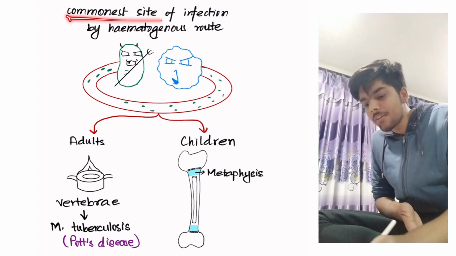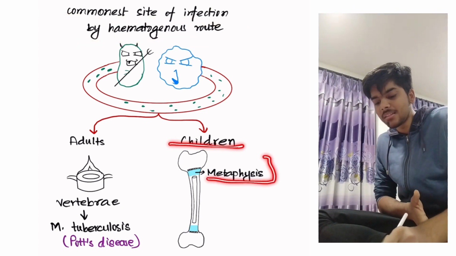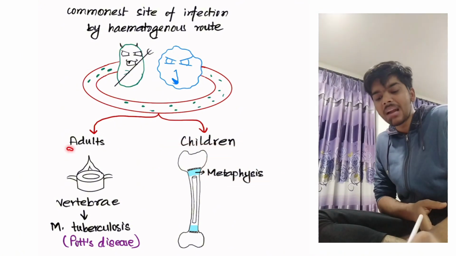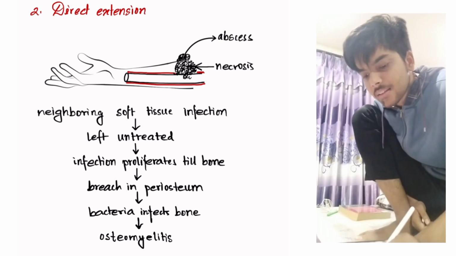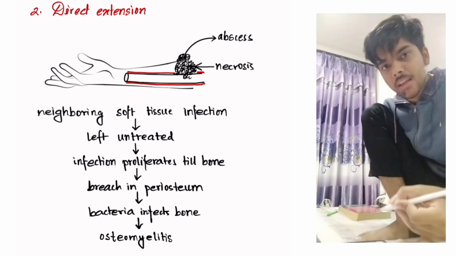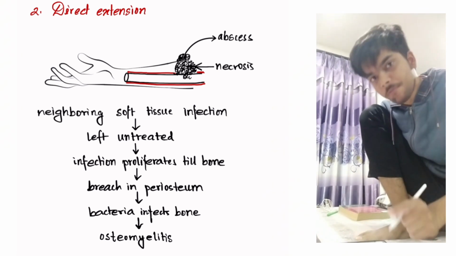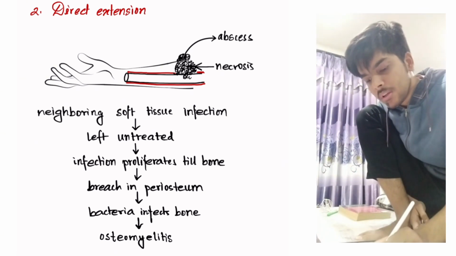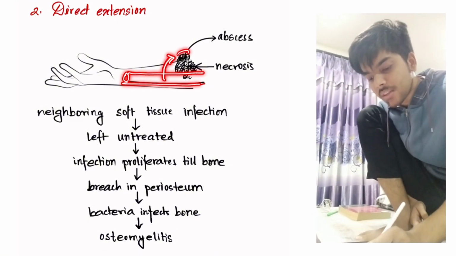So the commonest site of infection by hematogenous route in children is the metaphysis of long bone, and in adults is the vertebra. The second route is by direct extension. Let's say there's a focus of infection or a soft tissue infection near a bone. So here's a bone, and near this bone there's an abscess right here, which is a focus of infection.